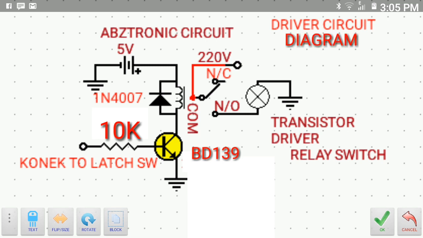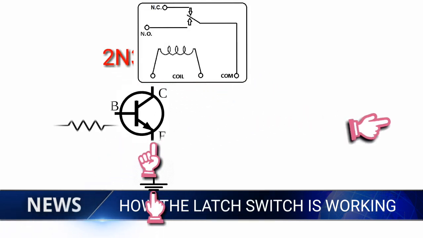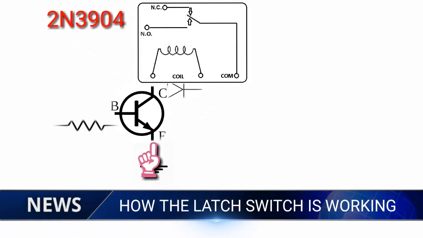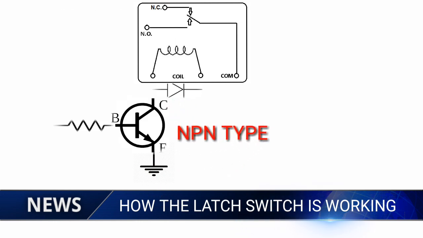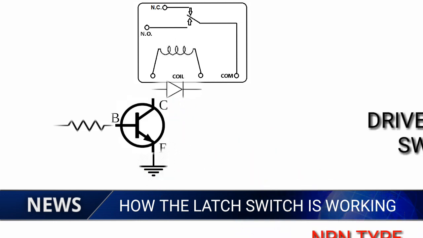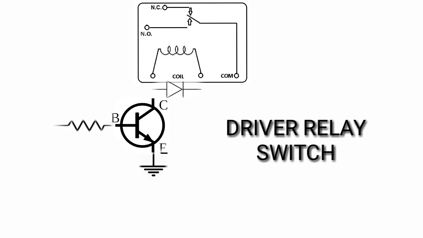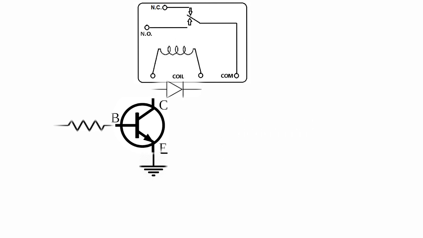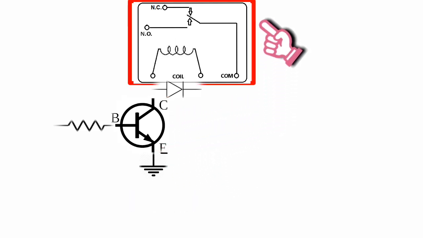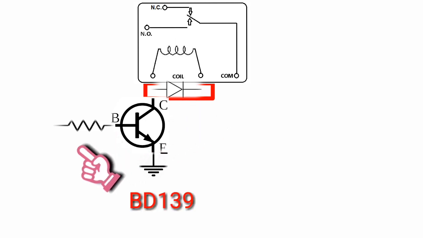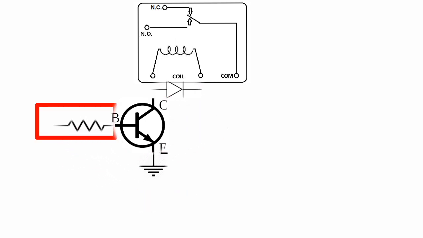Now let's discuss how the driver relay switch circuit works. So let me design the driver circuit to drive the relay switch. Now we have the driver relay switch circuit. It consists of 4 components: the transistor, the relay switch, the diode, and the base bias resistor.